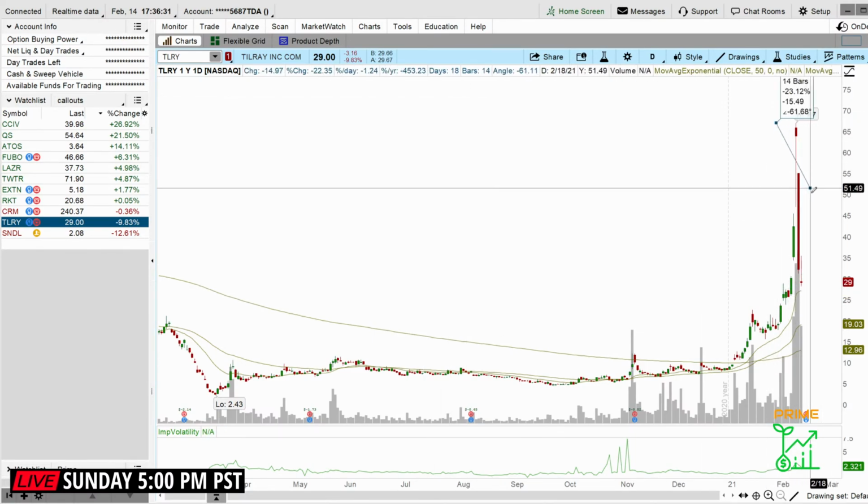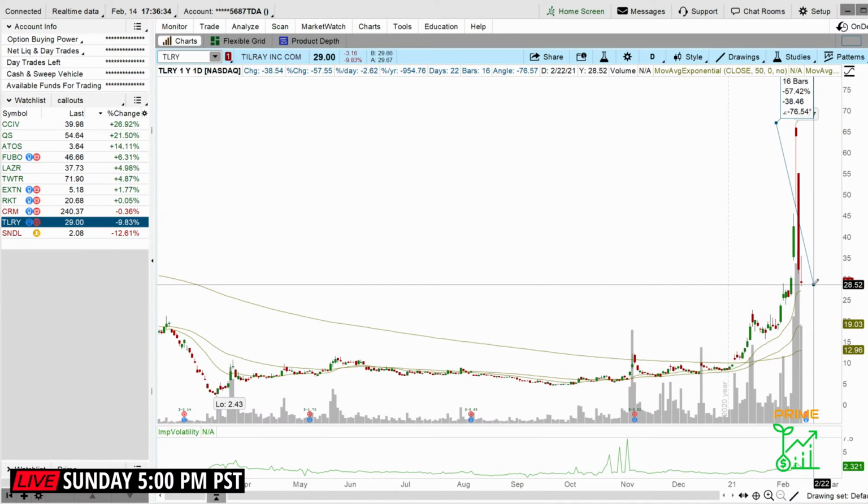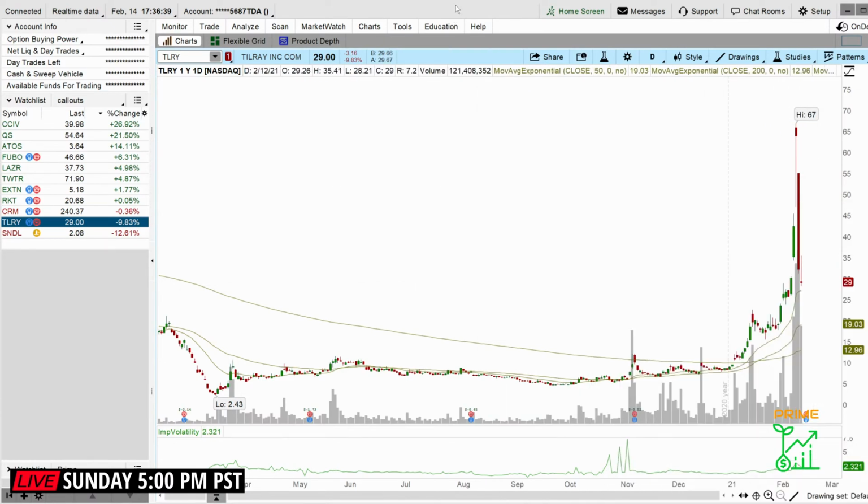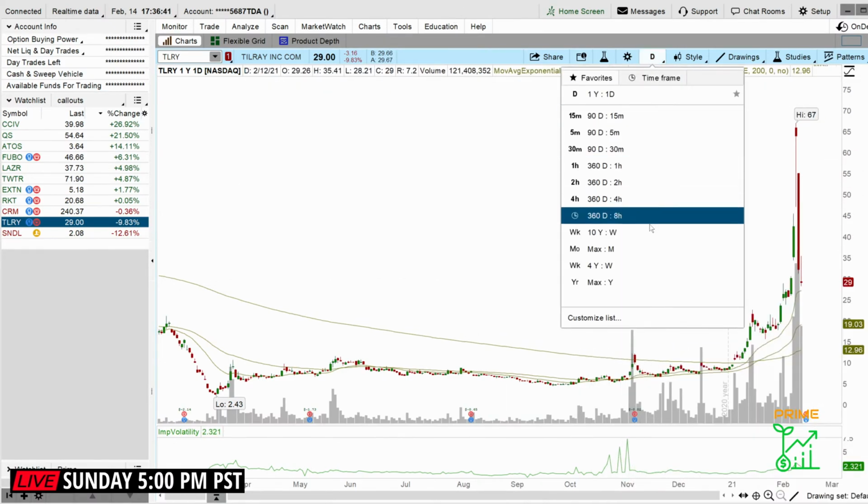You see this pretty hefty pullback. Shorts got squeezed, they got burned. Now we're down 57% in a matter of 3 days. Kind of saw the same thing in GME. They don't usually end well.